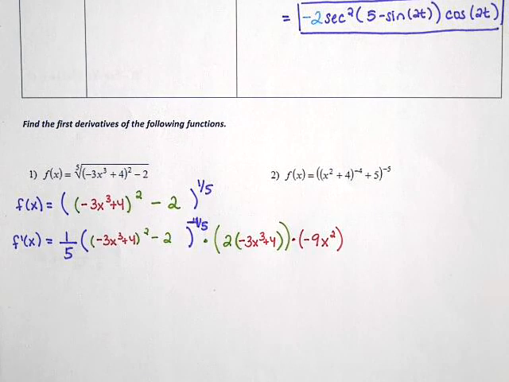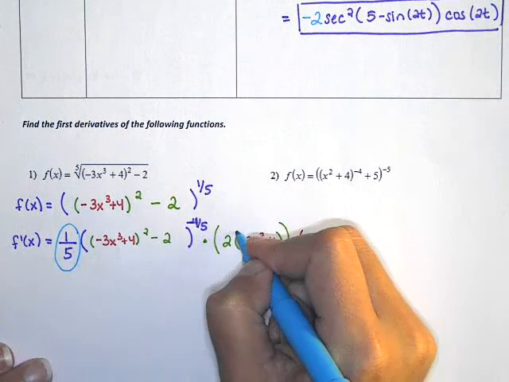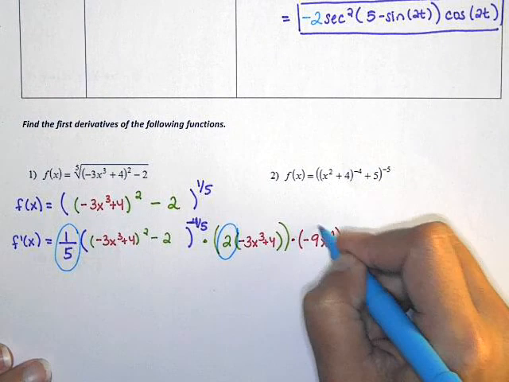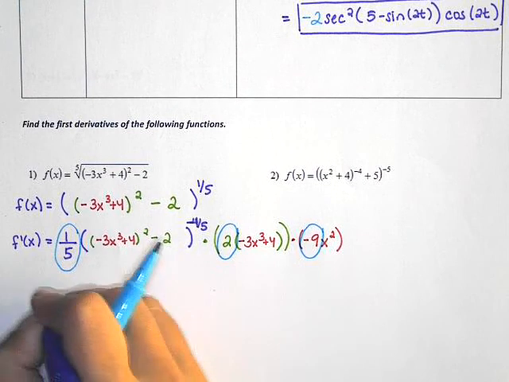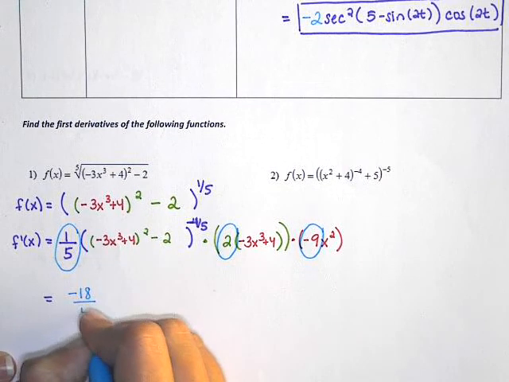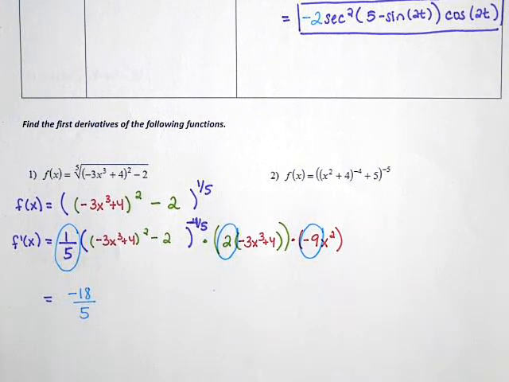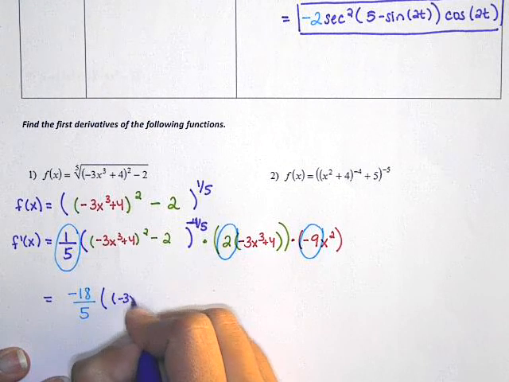My final step here is just going to be to make it look a little bit prettier. So the 1/5 here, which is a coefficient, the 2, which is a coefficient, and the negative 9, which is a coefficient, are all going to move to the beginning. So I'm going to have negative 18 over 5, because negative 9 times 2 is 18 times 1/5. And I'm just going to copy down everything else.